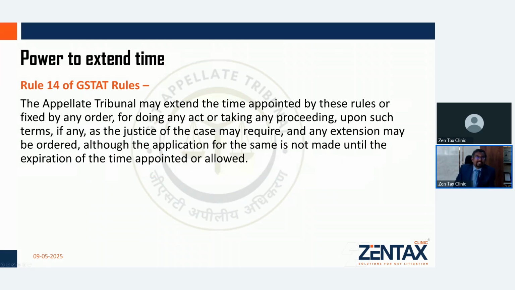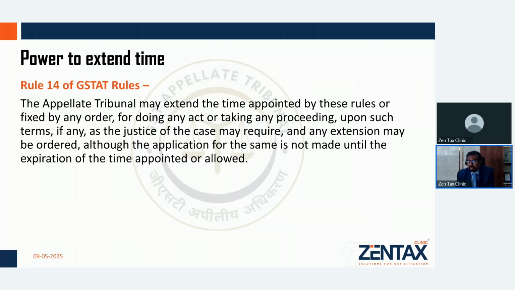So the power to extend the time. Rule 14 of the GST Appellate Tribunal rules. The Appellate Tribunal may extend the time appointed by these rules or fixed by any order for doing any act or taking any proceeding upon such terms, if any, as the justice of the case may require, and any extension may be ordered, although the application for the same is not made until the expiration of the time appointed or allowed. So the provision goes to say that the Appellate Tribunal may extend the time, whatever is given.